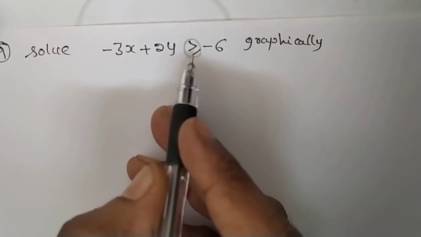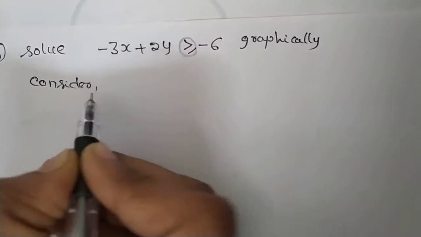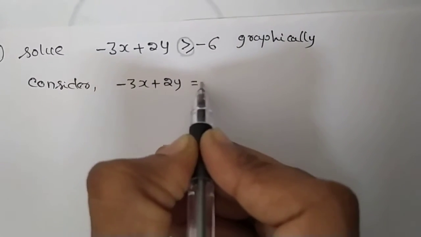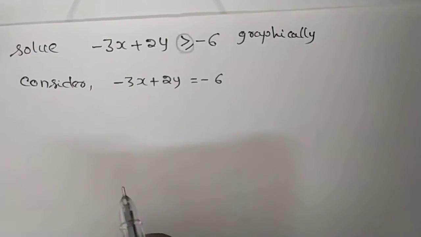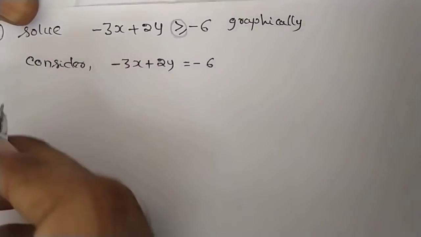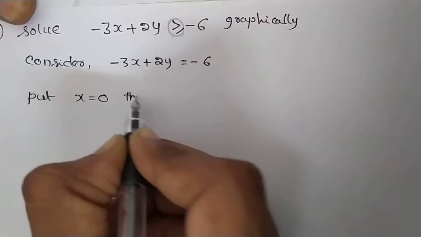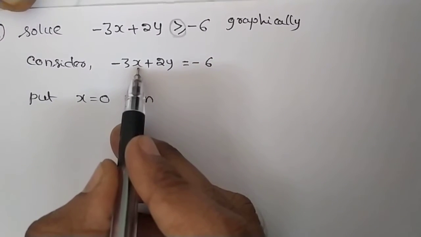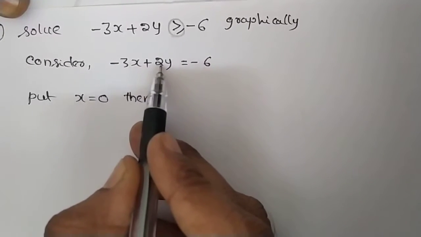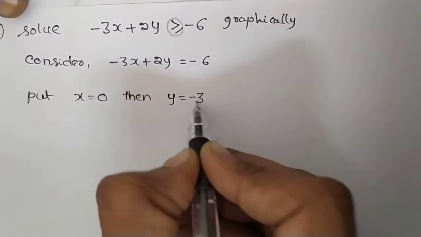Whatever the inequality is given, we have to consider equal. Consider minus 3x plus 2y equals to minus 6. Next, the second step is: put x equals to 0. Then if we put 0 in place of x, what will we get? Minus 3 into 0 is 0. 0 plus 2y equals to minus 6. Then y equals to minus 3.